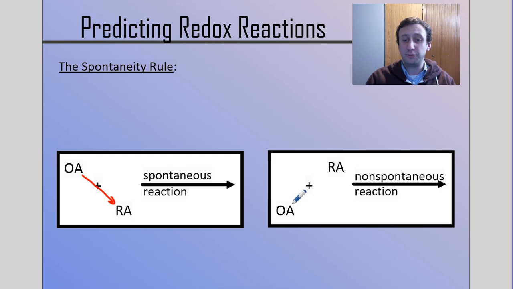If the OA is too weak to take electrons from the Ra, in other words, it's an uphill, then it's non-spontaneous. The reaction won't happen because the electrons cannot transfer. The OA is not able to pull the electrons away from the Ra.